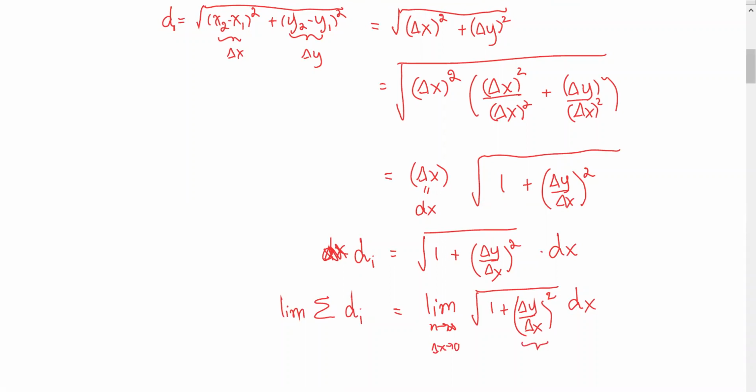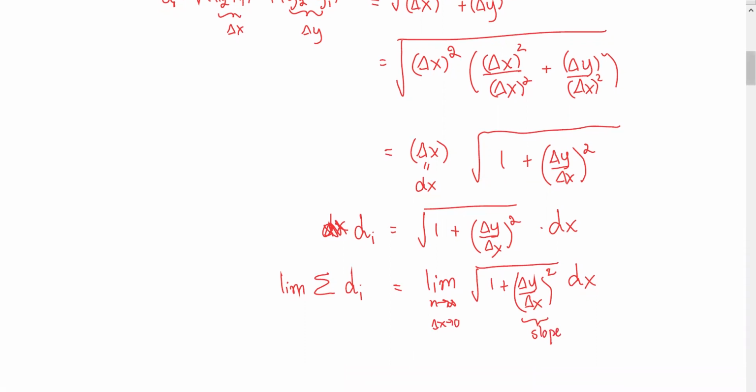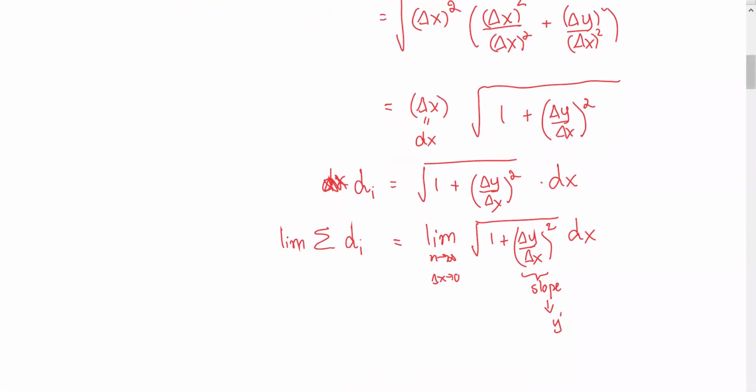The delta y over delta x is the slope of the tangent line. As we take the limit as delta x approaches 0, it becomes the derivative, or y prime. That will give us the arc length as a definite integral, in the form of the integral from the lower limit a to the upper limit b of the square root of 1 plus y prime squared with respect to x.